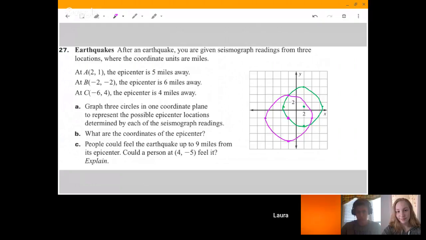And then -6, 4. So 2, 4, 6. 4 miles. 2, 4.